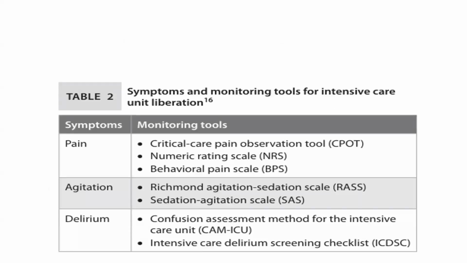For pain, monitoring tools are the Critical Care Pain Observation Tool, Numeric Rating Scale, and Behavioral Pain Scale. Then for agitation, the Richmond Agitation Sedation Scale and Sedation Agitation Scale, and for delirium, the Confusion Assessment Method for the Intensive Care Unit, that is CAM-ICU, and the Intensive Care Delirium Screening Checklist.